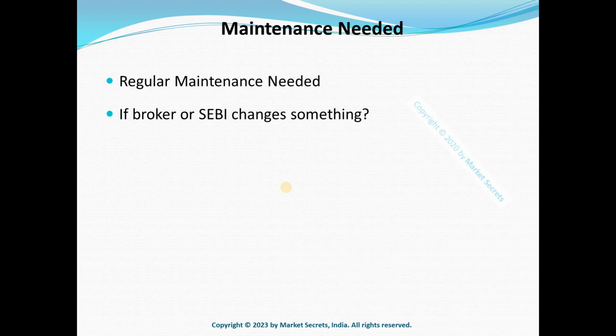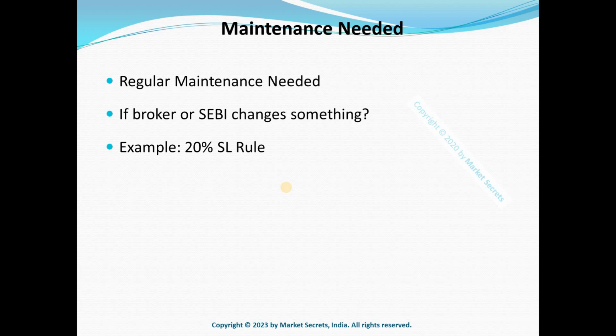Okay, and on the maintenance needed, we don't need any regular maintenance. But if SEBI or the broker changes something, if the API is changed, or if a rule is changed by SEBI, for example, recently SEBI mentioned the 20% stop loss rule for trailing stop losses. So if you give any trailing stop loss, the price difference between the actual trigger price and the executable price would be a maximum of 20%.